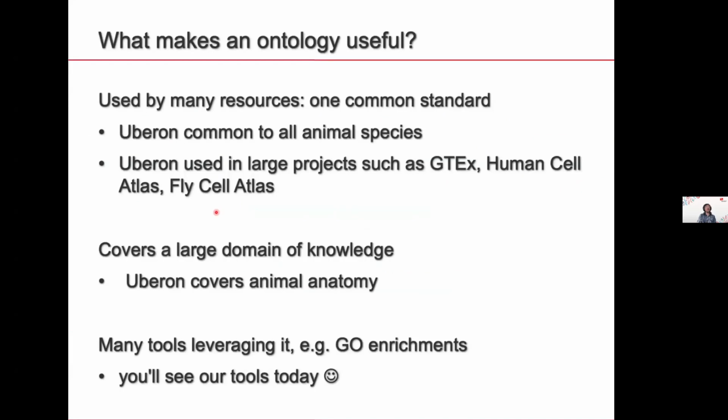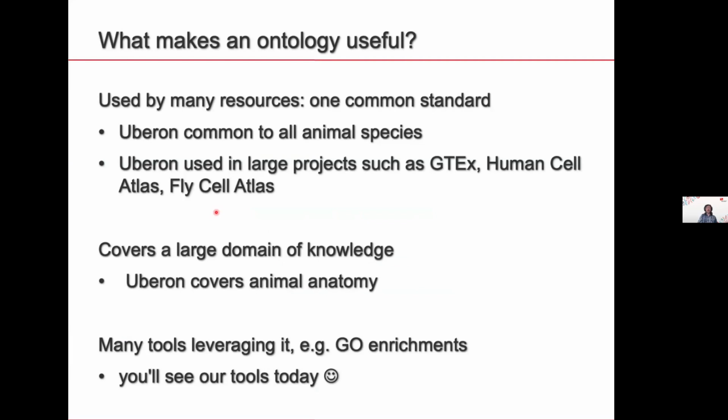So what makes an ontology useful? It's a common standard which is used across many different resources. So you know that the gene ontology, you will find it in many different databases and resources. Uberon is common to all animals and is used in all the large projects which sample different organs and cell types in different species, whereas the GTEx or Human Cell Atlas in human, the Fly Cell Atlas, and so on.